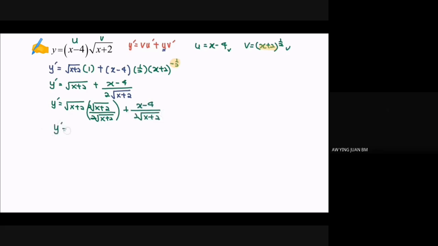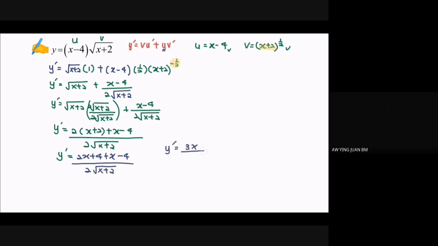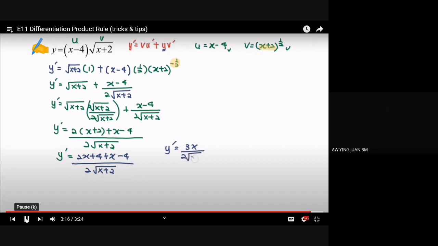So y prime will be equals to 2 bracket x plus 2 plus x minus 4 over 2 square root of x plus 2. Y prime will be equals to, we have 2x plus 4 plus with x minus 4 over 2 square root of x plus 2. Finally, y prime will be equals to 3x over 2 multiply with square root of x plus 2.